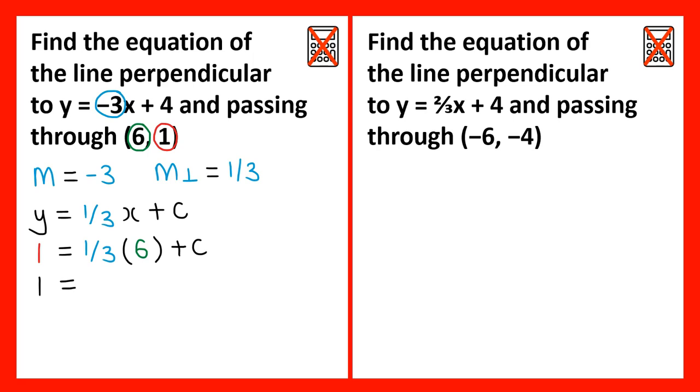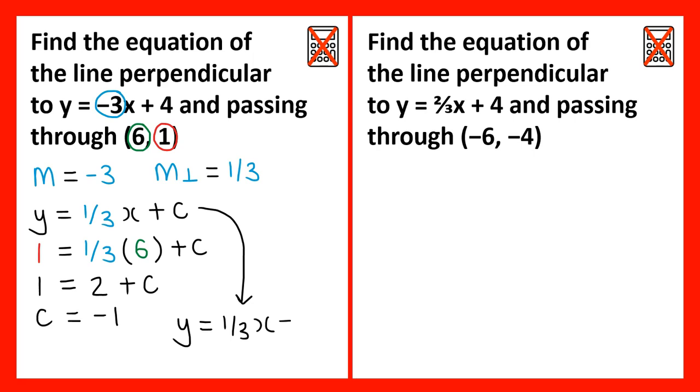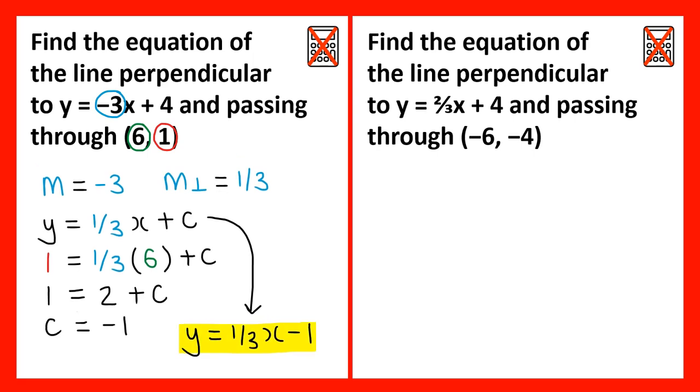Simplifying, 1 is equal to 1/3 of 6, which is 2, plus c, and subtracting 2 from both sides to leave me with c, which is -1. Lastly, I can rewrite the equation, substituting the now known value for the y-intercept, which is -1. My final answer, y is equal to 1/3 of x, take away 1. On to the next question.